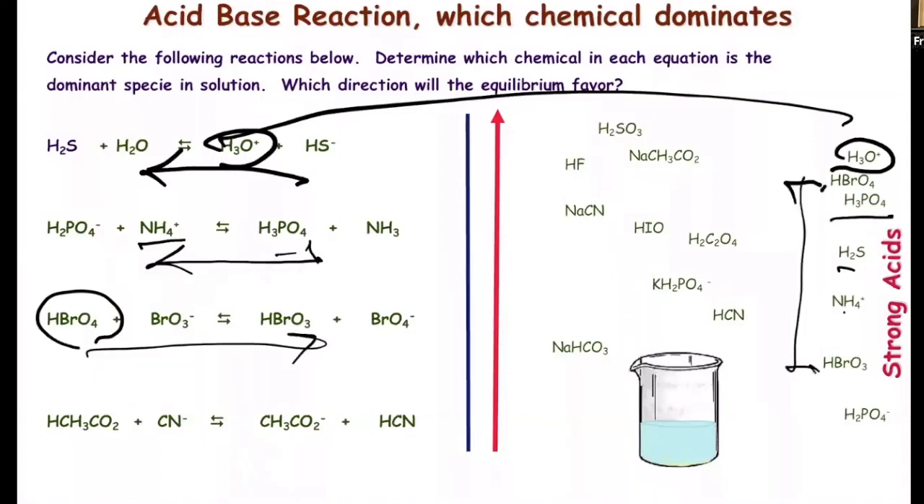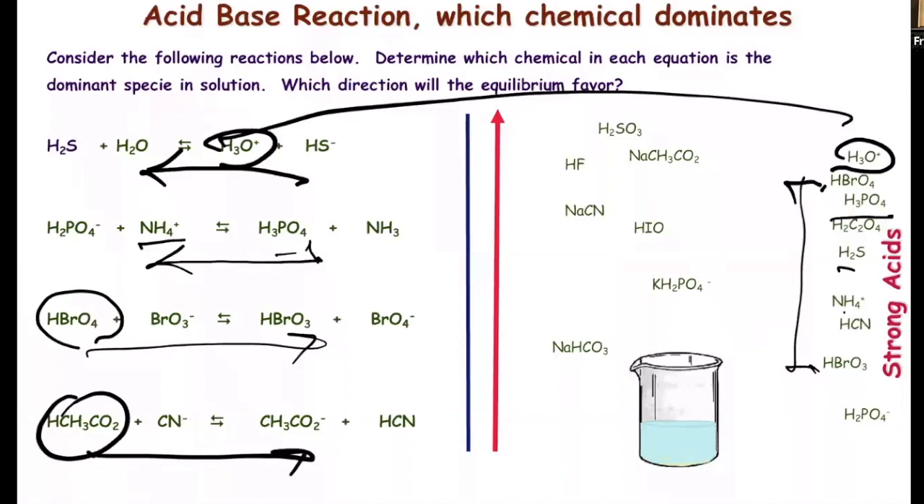And finally, when I'm comparing acetic acid, here it is, I forgot to include that. Acetic acid compared to hydrogen cyanide. Acetic acid is a stronger acid. The reaction goes to the right. That's how you answer those questions.